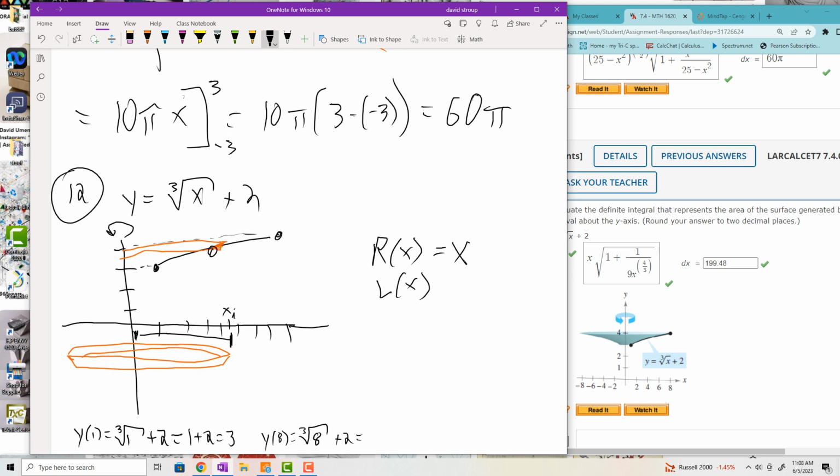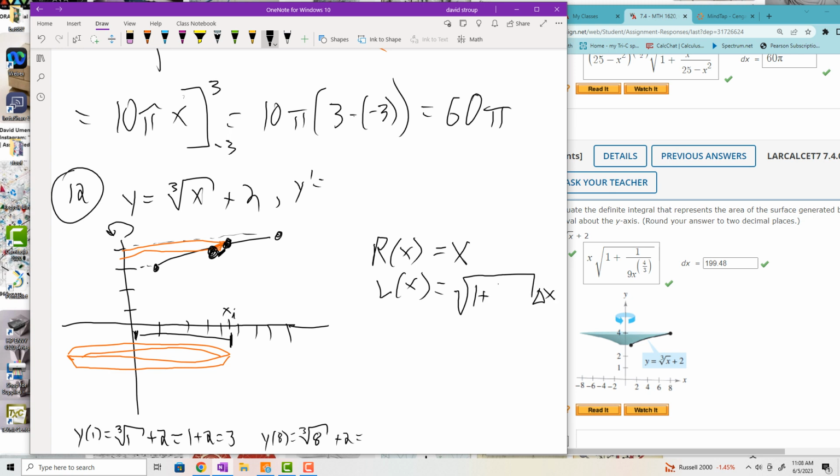And then the length formula is this distance right here. The L of x is the distance from this point to this point. So that's the square root function as usual. And we could use the y formula and get the derivative in order to get our L of x formula.